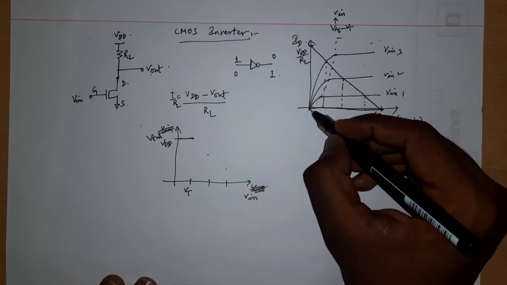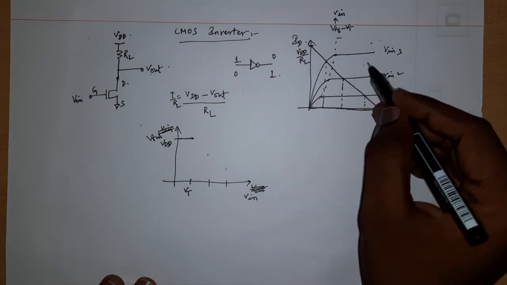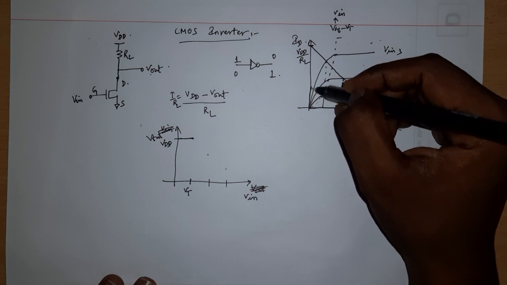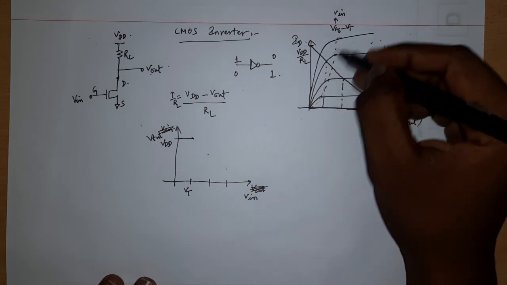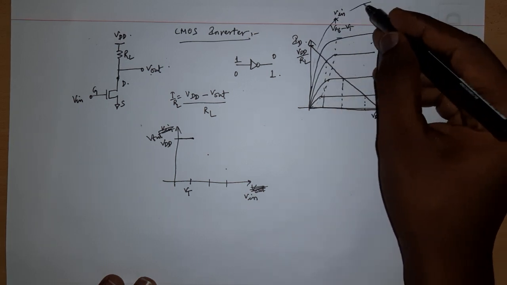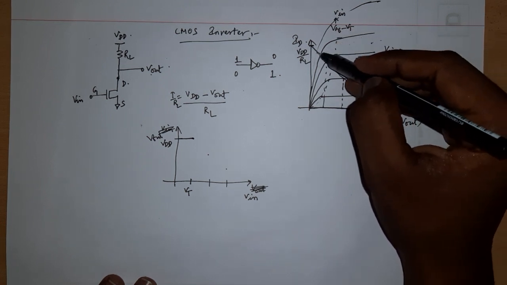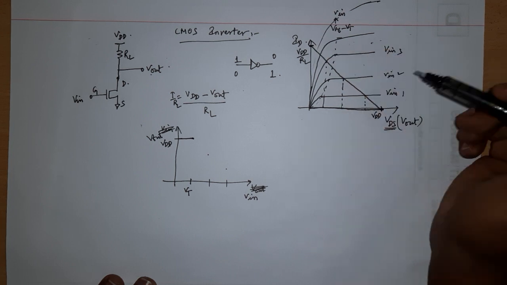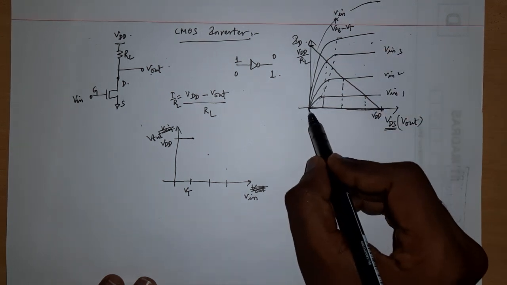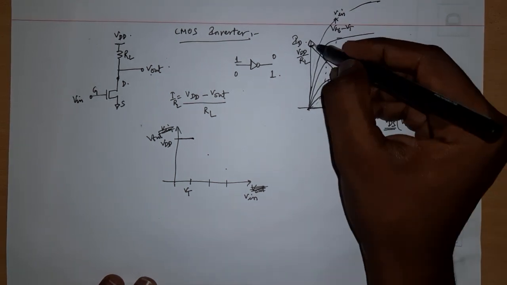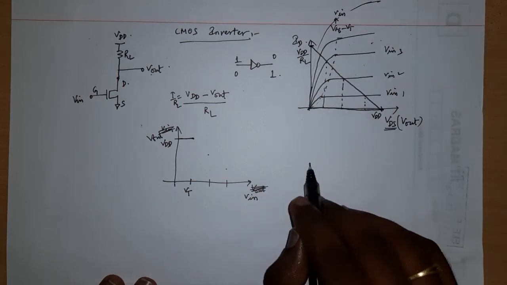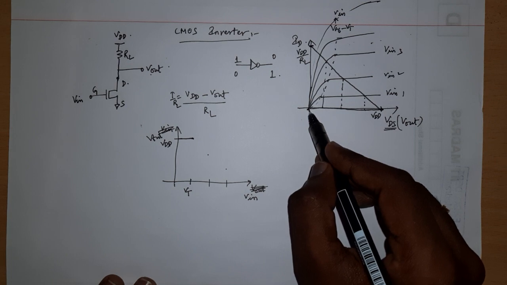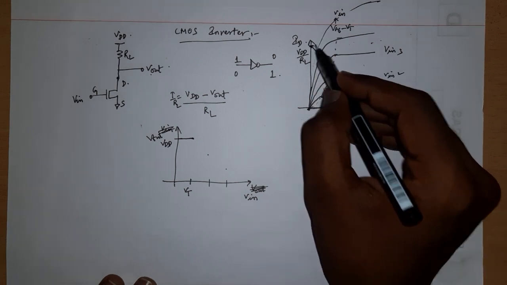And as I go closer and closer, my V in goes higher and higher towards VDD. Say for example, my V in is increasing somewhere here like this, and somewhere it increases like this, and so on like that. Then you see that it will never go to this point where my VDS or V out is equal to 0. It will never reach a point where V out is equal to 0. Okay, so V out is 0 is this point. It will never intersect at this point. Okay, that is what I am trying to say.